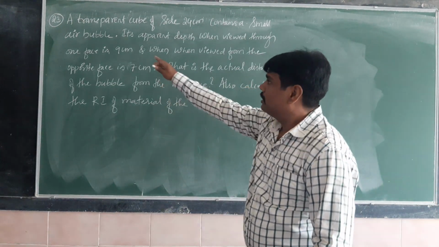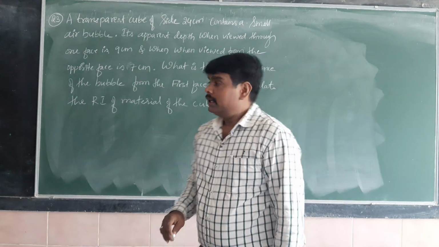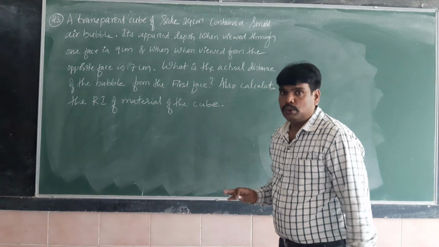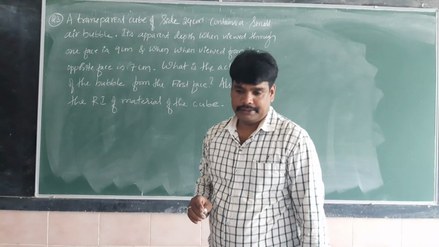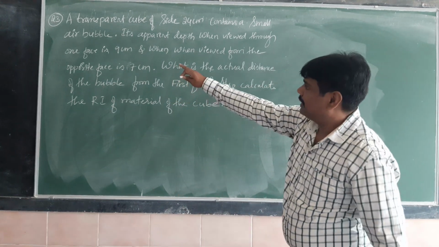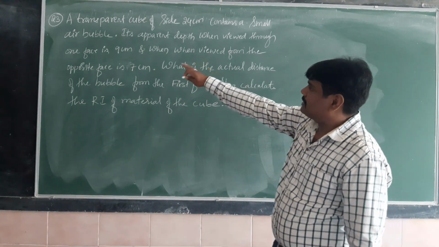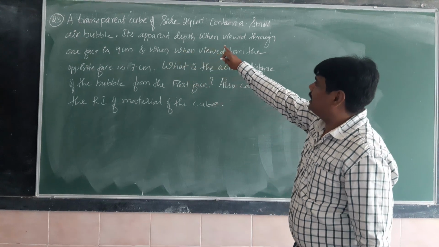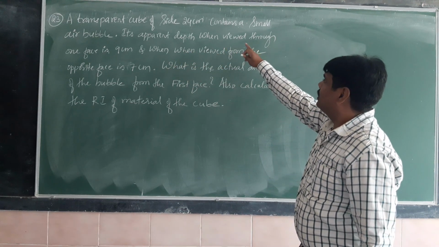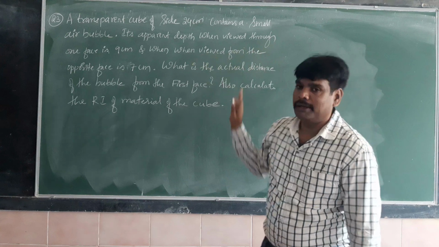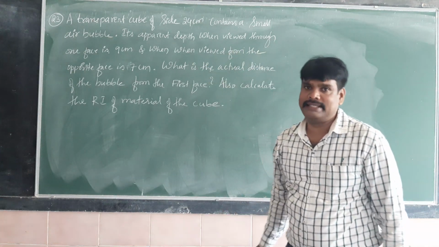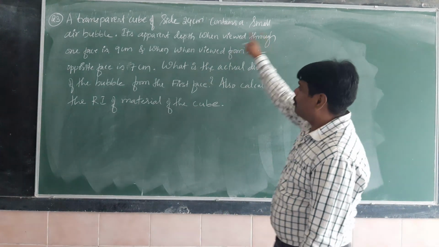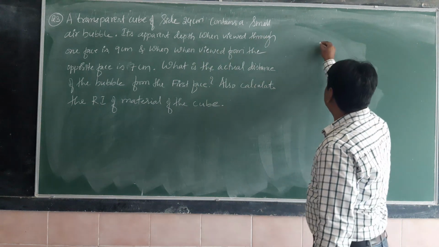Now come to problem number 23. Here this problem is related to the normal shift, right? The problem clearly says that a transparent cube of size 24 centimeter contains a small air bubble. Since it is a cube, all the sides are the same. So an air bubble is placed inside the transparent cube.